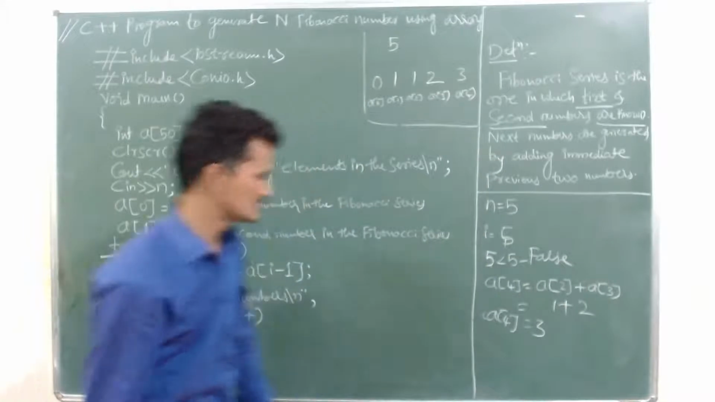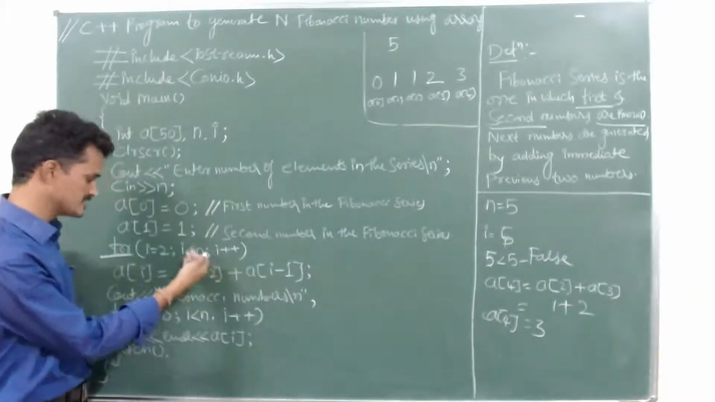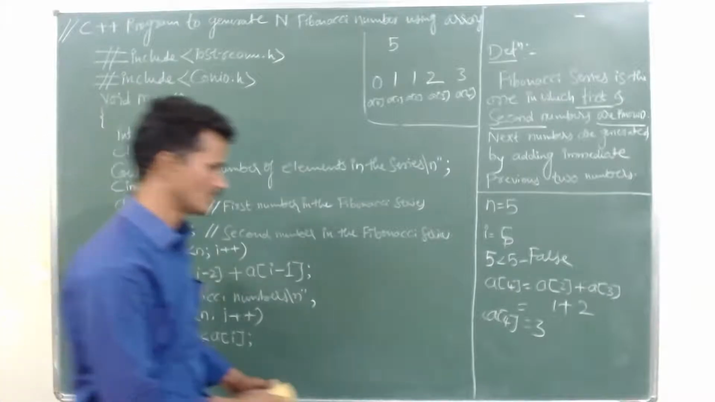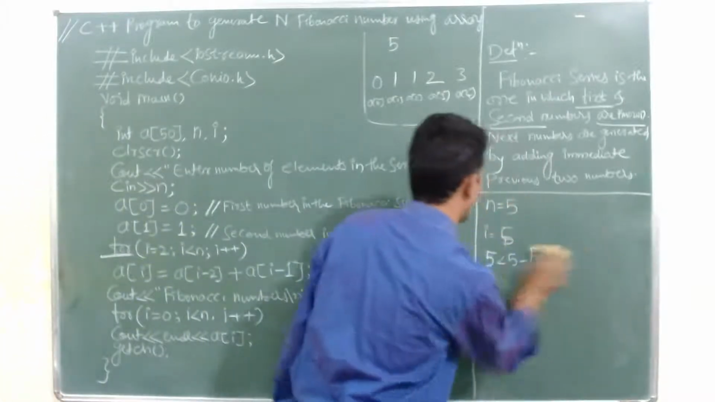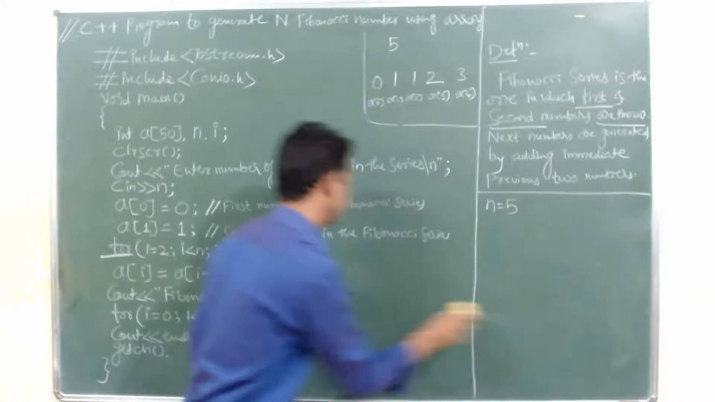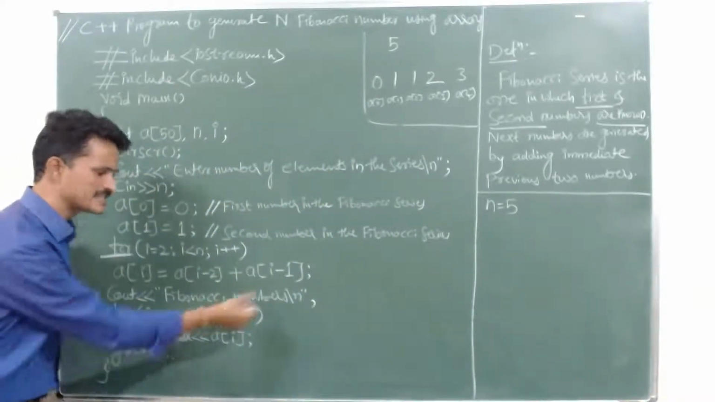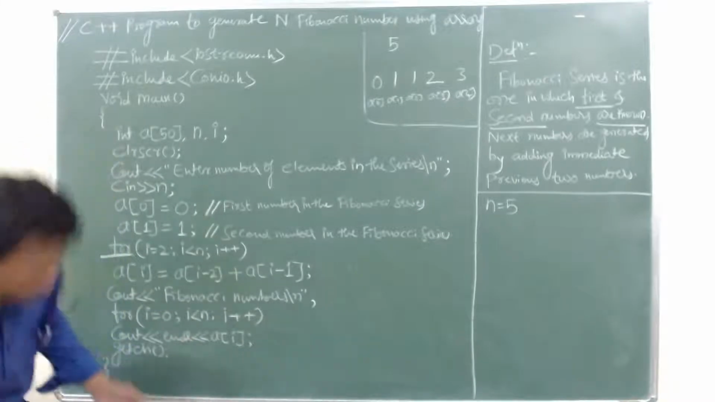When this condition becomes false, it comes out of the for loop and executes the next statement in the program, that is cout. Have a look at here now. So cout, stream insertion within the double quotation.